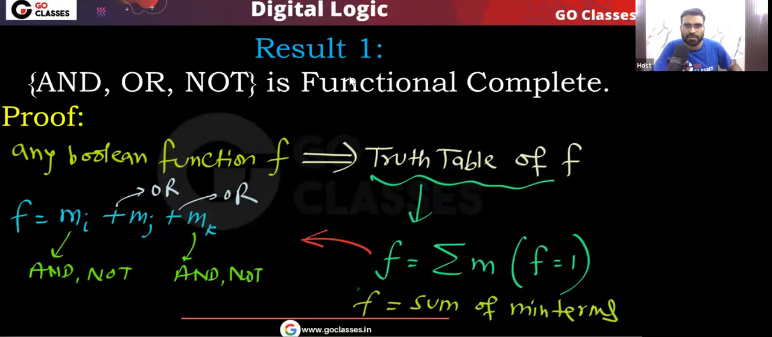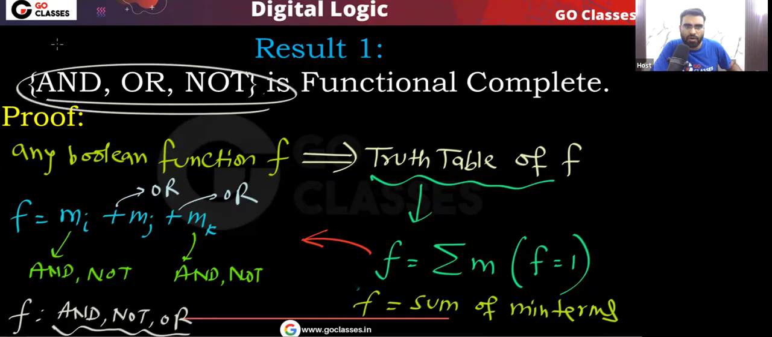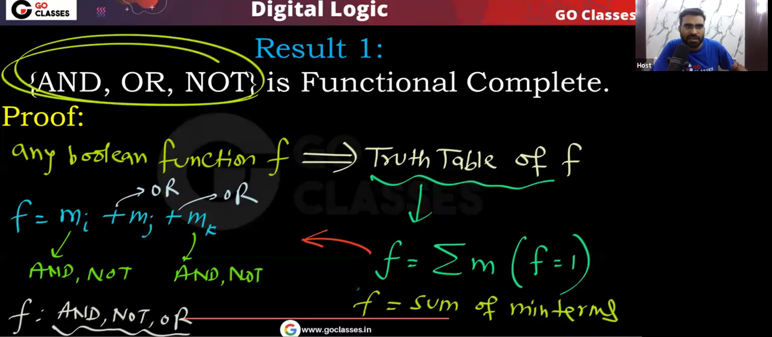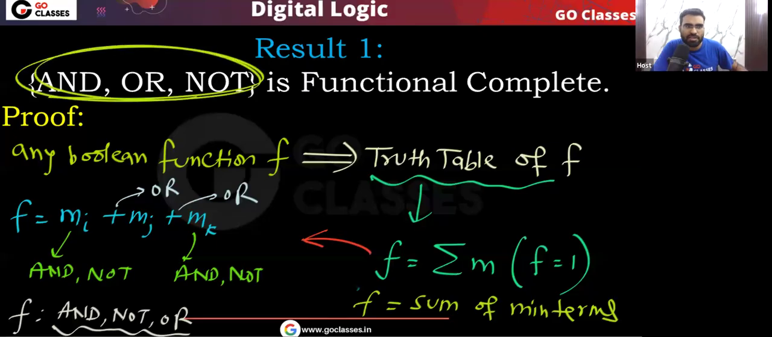So this is the idea. Finally, I can say that to express f, only three operations I'm using: AND, NOT, OR. So this is the proof that AND, OR, NOT is functionally complete, meaning every Boolean function can be expressed using only these three operations.